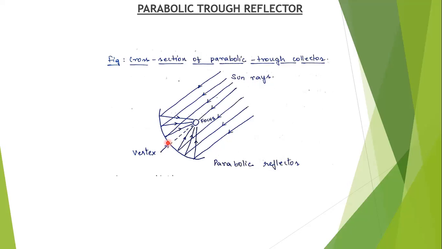The sun must be in such a direction that it lies on a plane passing through the focal line and the vertex of the parabola. Always the sun's rays should be facing the vertex. So if the sun turns to this side, the parabolic reflector has to turn to this side like this and absorb the sun rays.